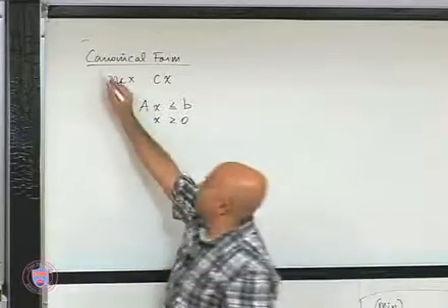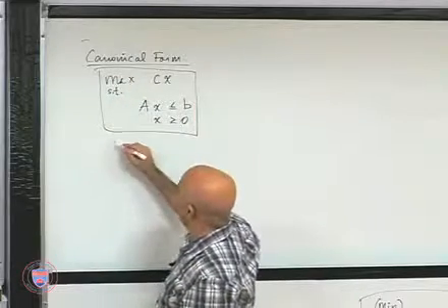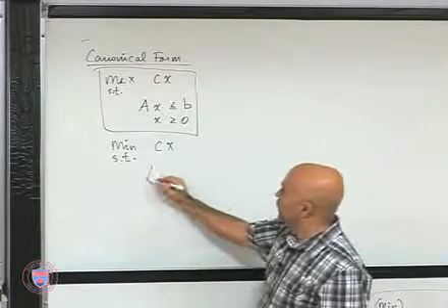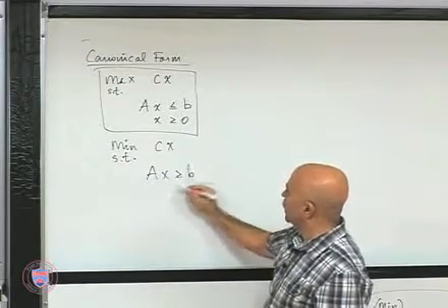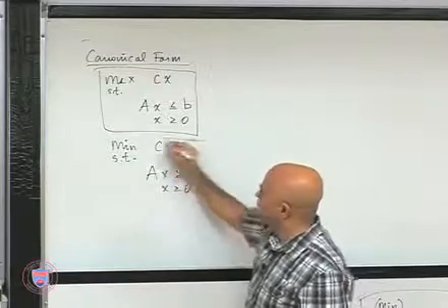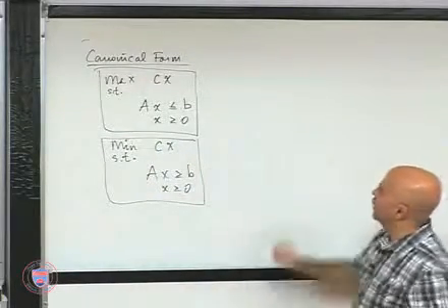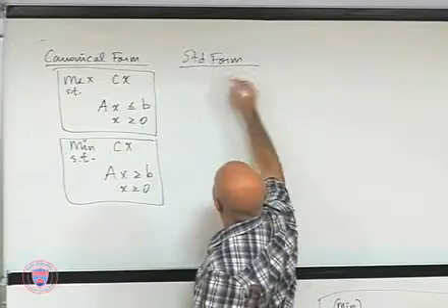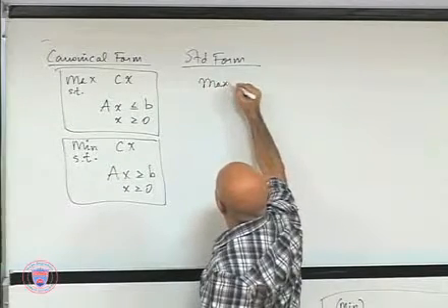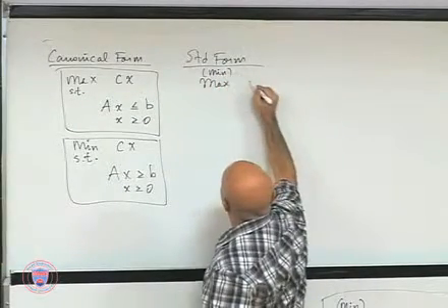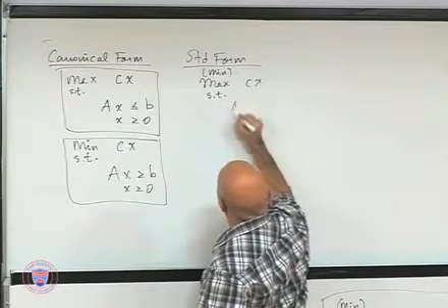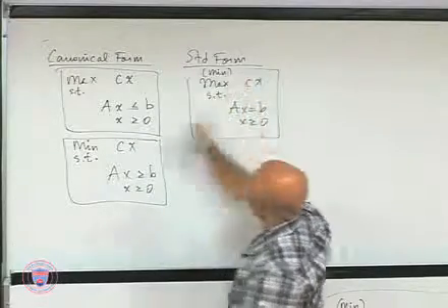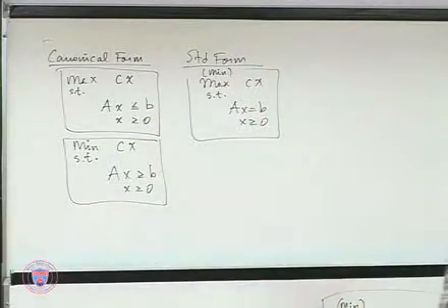All right, so that's your canonical form maximization, and then we've got the canonical form minimization, which is this one. And then we've got the standard form, which is a maximization or a minimization of cx subject to Ax equals b, x greater or equal to 0. It's so much easier to write these down than the other ones.